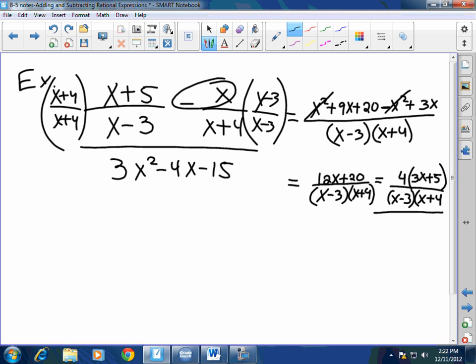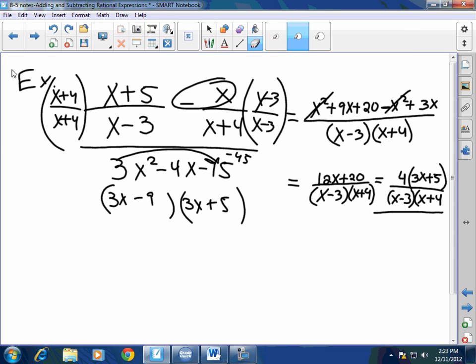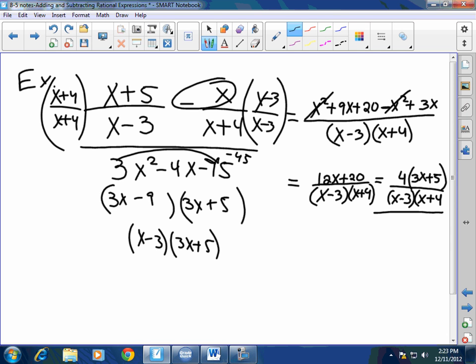Now, the denominator. Let's go ahead and factor it. 3x, 3x. 3 times negative 15, and negative 45 is my new c. What times what is negative 45? Well, added together it is negative 4. Negative 9 and positive 5. Then I've got x minus 3 times 3x plus 5. Is everyone with me so far? Who said no?